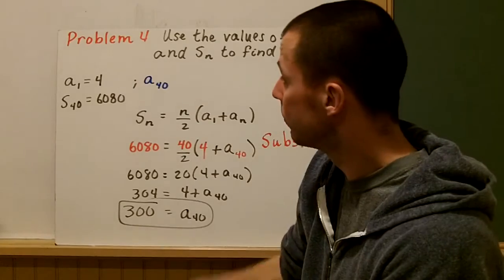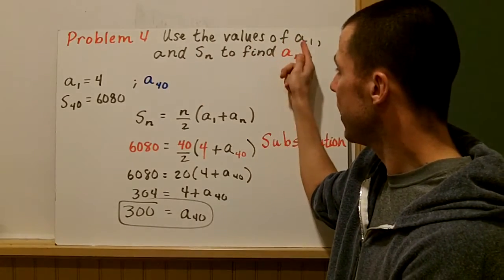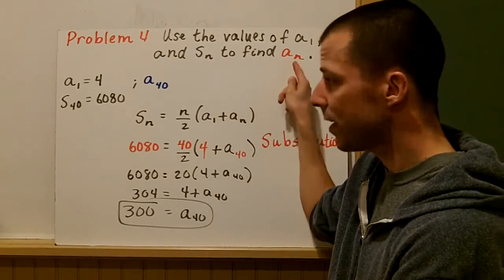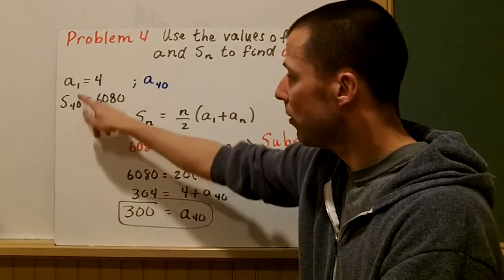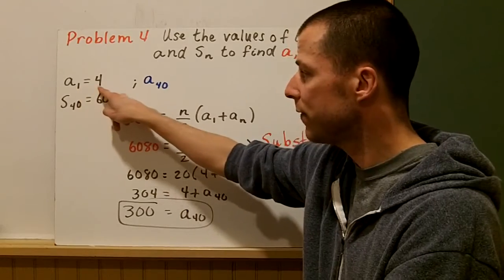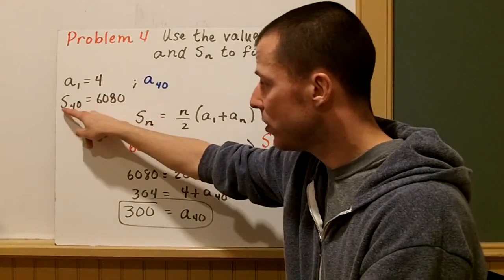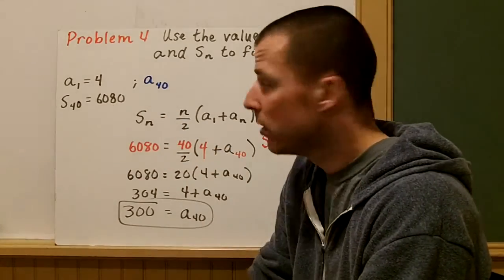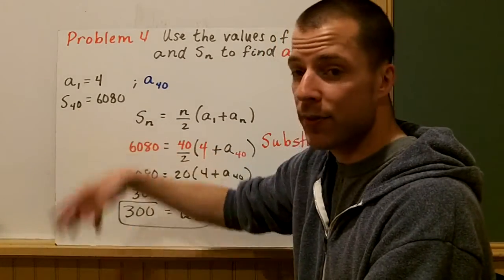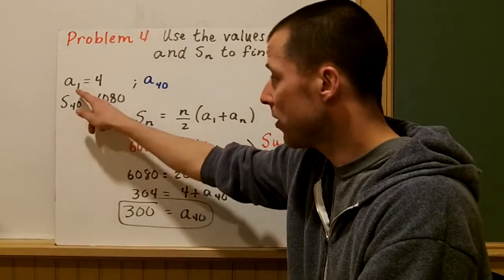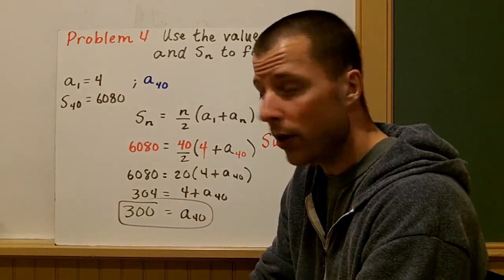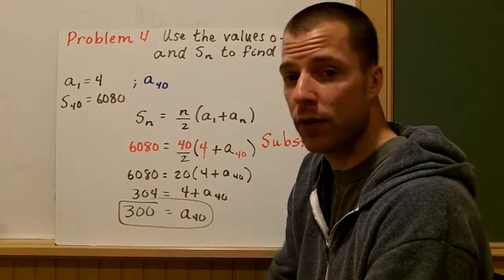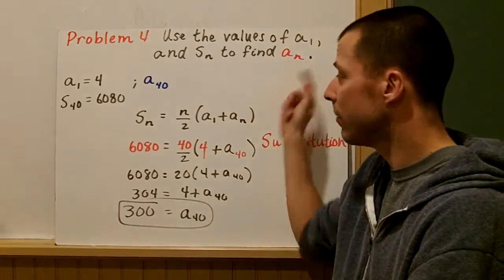Last little example, problem number 4. Use the values of a sub 1 and s sub n to find a sub n. Okay, so I've given you a sub 1, that's 4. And I've given you s sub 40 equals 6,080. So what that tells me is that there's 40 terms and I'm starting at the number 4. So we're really looking for a sub 40. We're looking for that last term, a sub n.